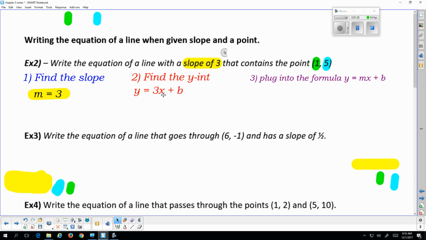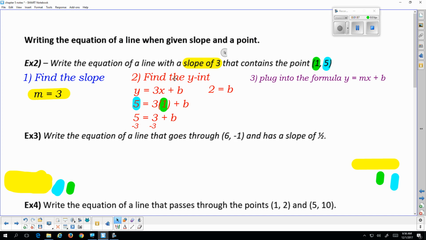And what I'm going to do is rewrite this equation, and since I have y and x, I'm going to plug them in. So we see y is 5, so I plugged that in for y, and x is 1, so I plugged 1 in for x. Now this is an equation that we can solve. So I'm going to do the multiplication. 3 times 1 gives us 3. And then how would I solve this equation for b? I have to subtract 3 from both sides. So we get our final answer, b equals 2.